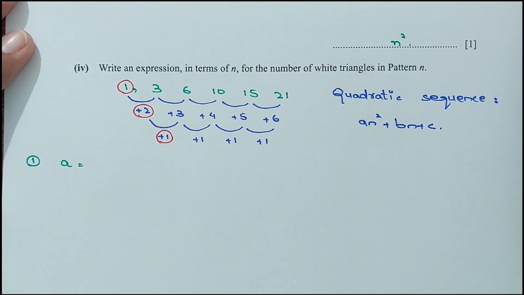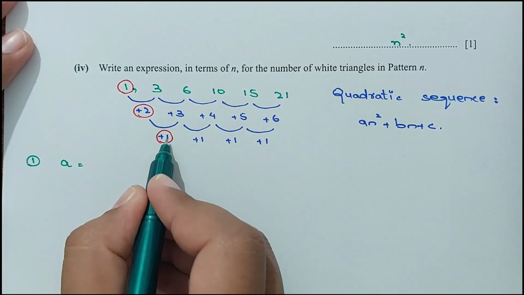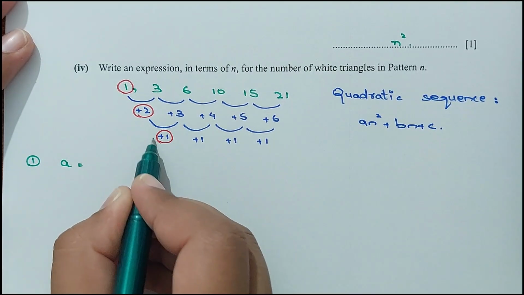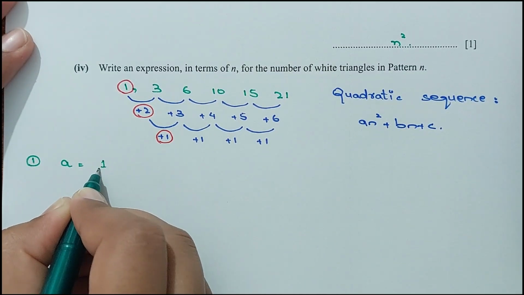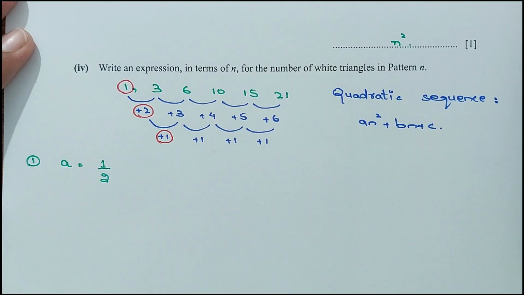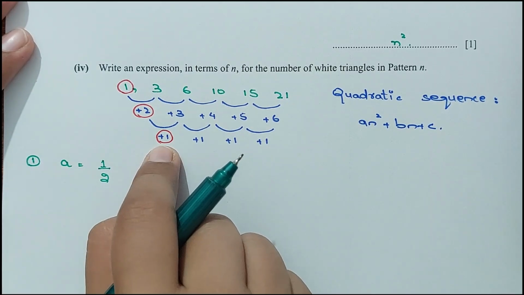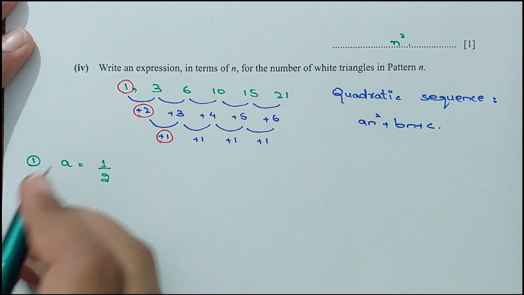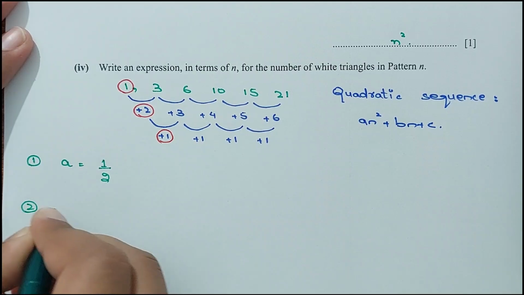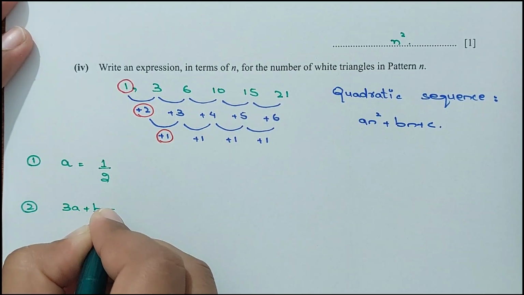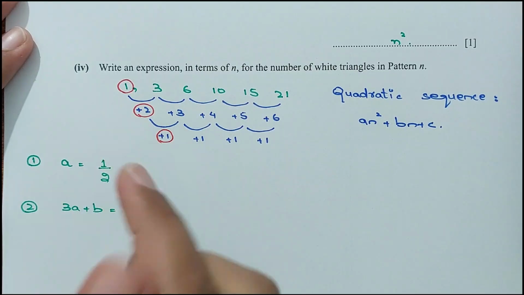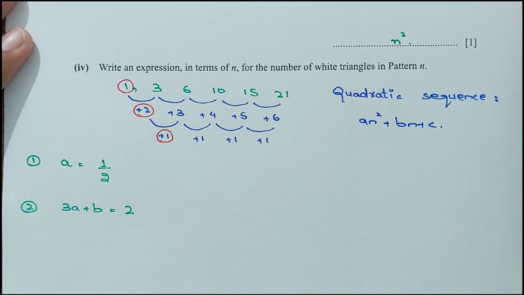To get the a value, we take the second difference and divide it by 2. That is my a. Every time, the second difference divided by 2 is your a. Now to get the b value, we use the equation 3a + b, which is equal to the first term of your first difference, which is 2. Now let me solve for b.